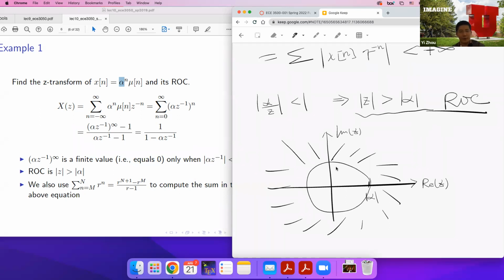So we will see later that for Z transforms, the ROC is characterized by these circles. And this is a fundamental difference from the Laplace transform, where the ROC is characterized by vertical lines, either vertical strips or vertical left or vertical right half open planes. So here it is always characterized by circles.